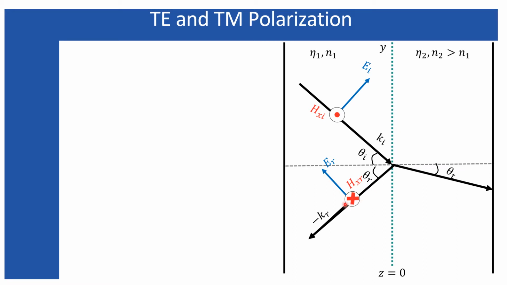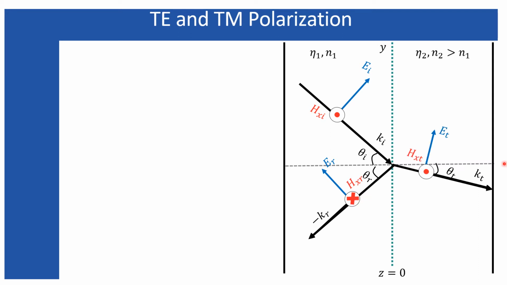And here also, if you place your finger of the right hand along the electric field and curl all of those fingers towards the magnetic field, the thumb must represent the direction of the propagation. Based on that condition, the direction of the magnetic field will be into the page. So in this case, the direction of the magnetic field is towards the negative x-axis, and in this case, the direction of the magnetic field is towards the positive x-axis.